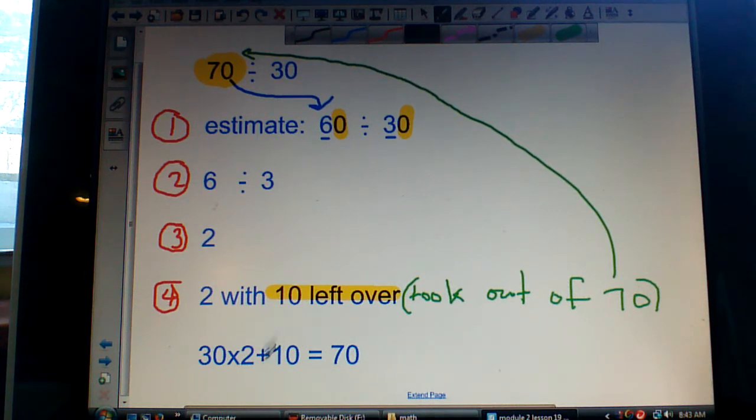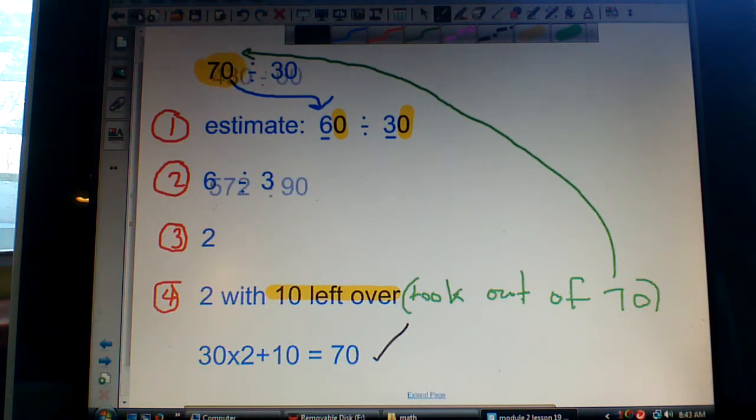We have to put it back in as a check. We have to make sure that we can do that and do it accurately. So 30 times 2 was the 60, right, over here, plus 10 equals 70. Does everyone understand that? So it's basically the answer to 70 divided by 3 is 2 remainder 10. This is the check. You're putting back the remainder to get the whole.